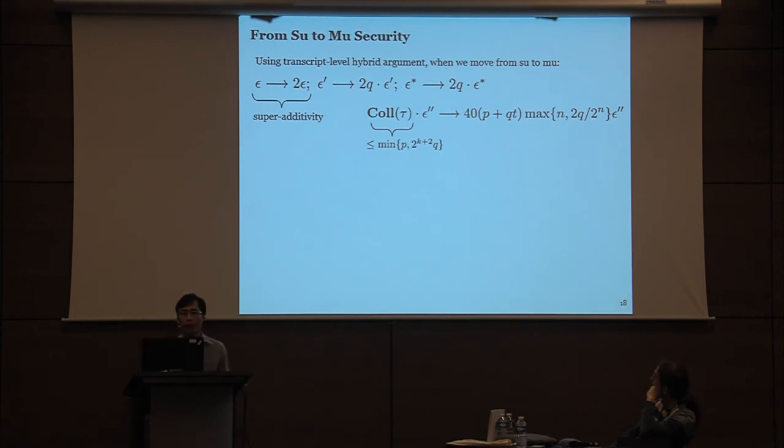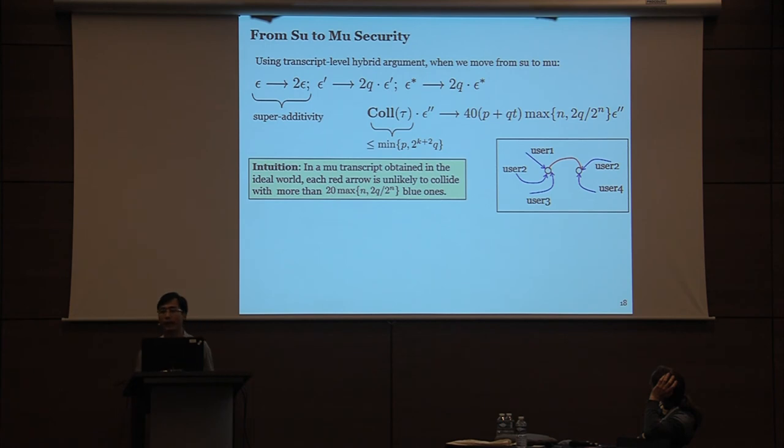We now need to translate those quantities into the mu setting by using a hybrid argument at the transcript level as before. Under this translation, again, epsilon has blown up thanks to its super-additivity, and epsilon prime and epsilon star both blow up by 2q. To have an intuition for the blow-up of the last term, note that for a mu transcript obtained in the ideal world, it's very unlikely that a red arrow is hit by too many blue ones. The specific threshold here is obtained by a balls-into-bins analysis. And the blow-up is essentially twice that threshold.